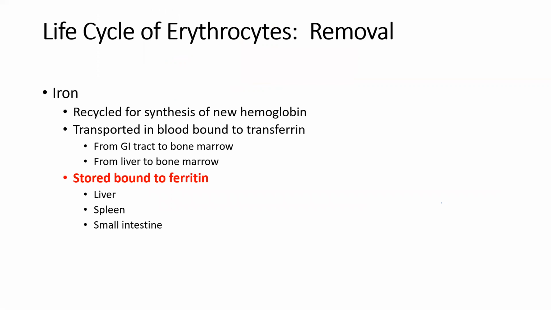We can also sort of just store it in the liver. If there's enough iron being circulated in the blood, we can just store it up in the liver, and that is bound to ferritin, which is called F-iron, and we'll illustrate that here coming up. So we can bind that iron to ferritin, called F-iron, and we can just store that up for later use in organs like the liver, the spleen, and to some degree, the small intestines.